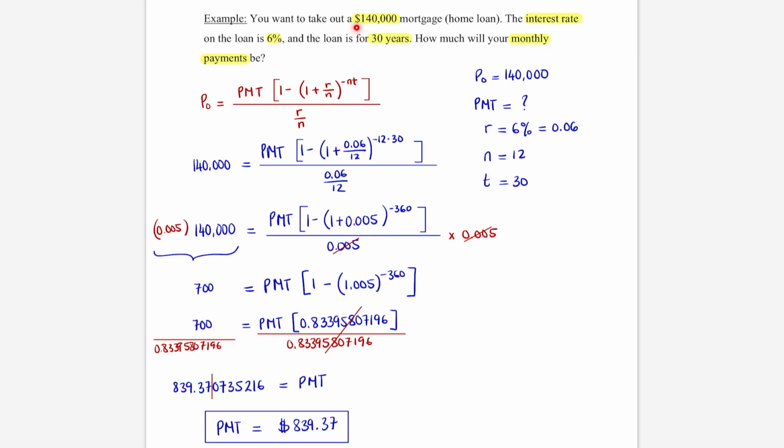If I take out a $140,000 mortgage, the interest rate is 6% for 30 years, my monthly payment will be $839.37.